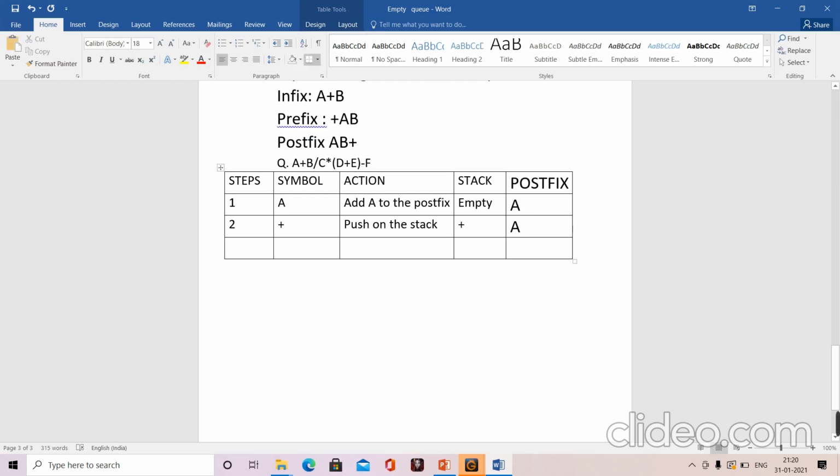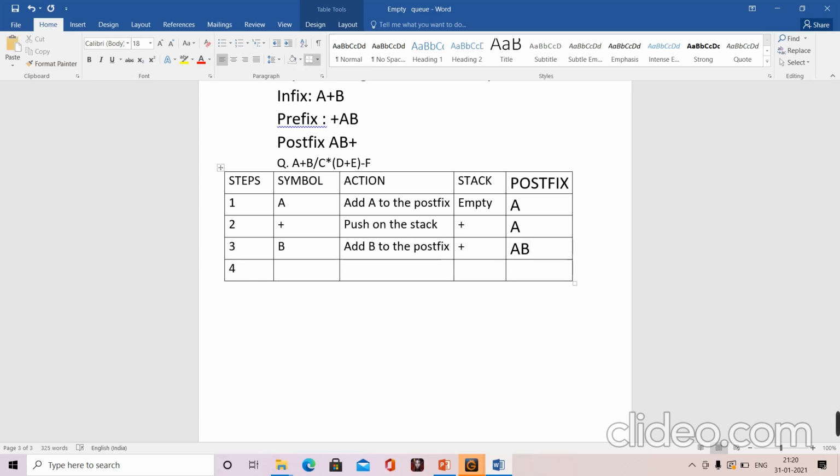Again, in step number 3, we have another symbol, B. So B will be here, and then we need to add B to the postfix. What is the stack? The stack will be plus. What is the postfix? The postfix will change to A and B.